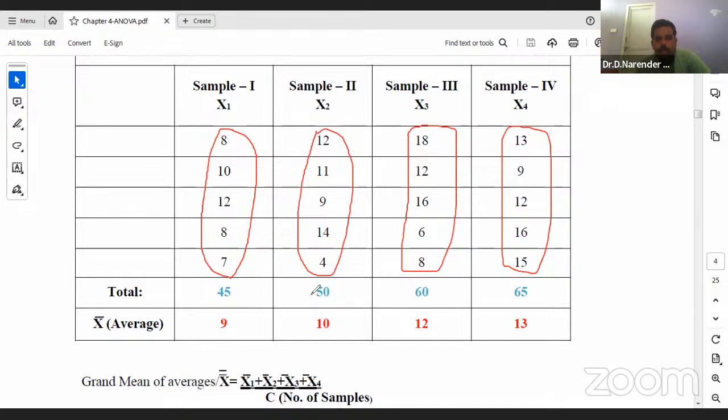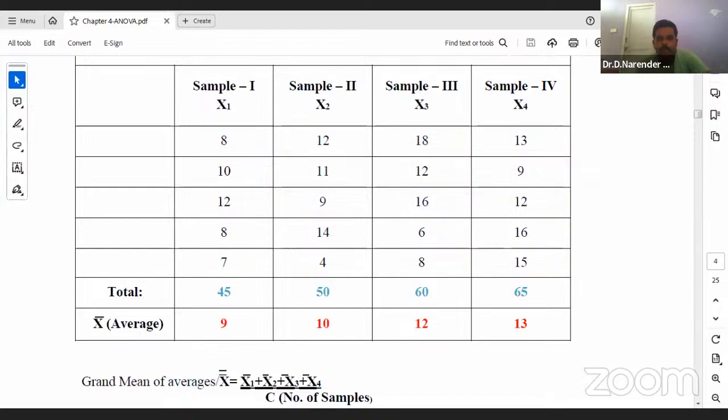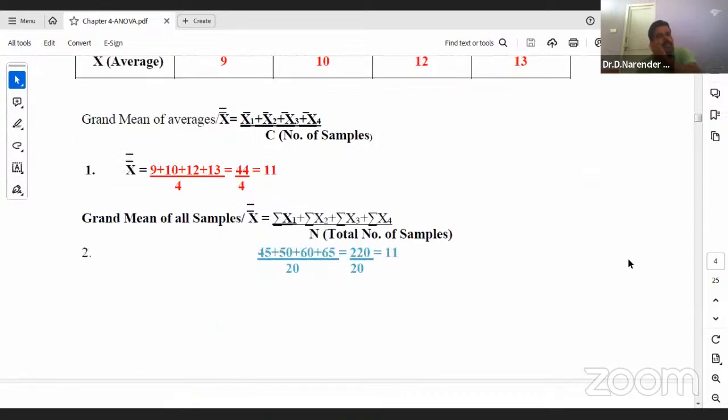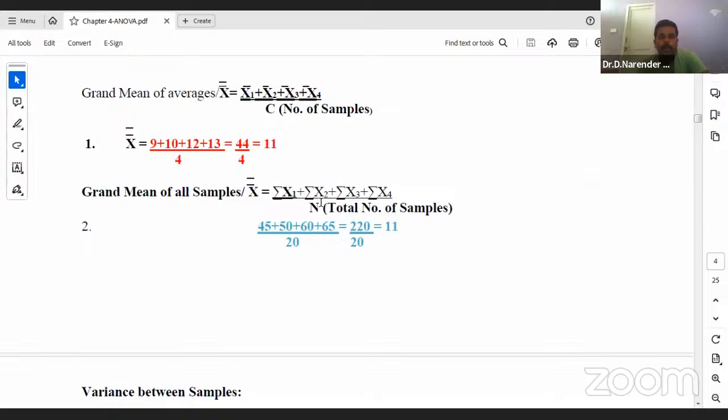The total is 45 plus 50 plus 60 plus 65, which is called here 220. Divided by 20, you will get 11. You will get the X double bar. That is the grand mean of averages and the grand mean of all samples: 11 and 11 in the two cases. This is the main criterion. If you get the same values, sometimes you will get 10 in the first case, in step number 1, and in the second also you need to get 10 only. Otherwise, you have made a small mistake.